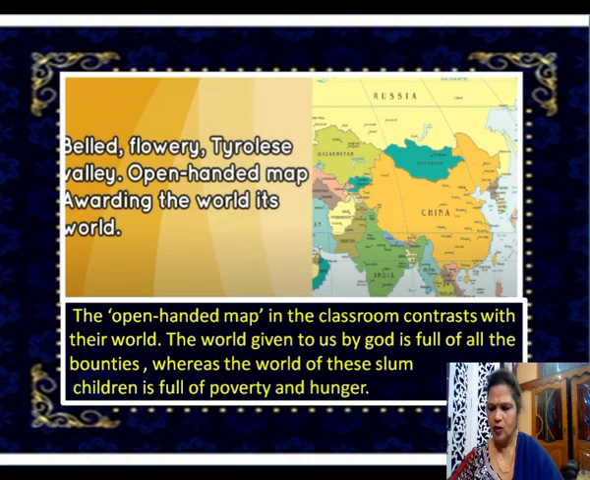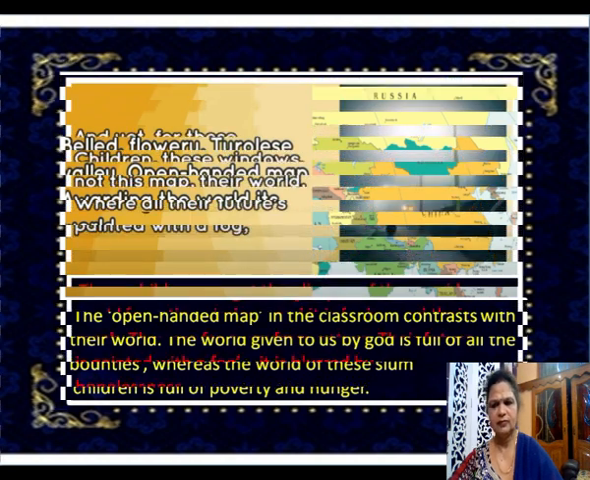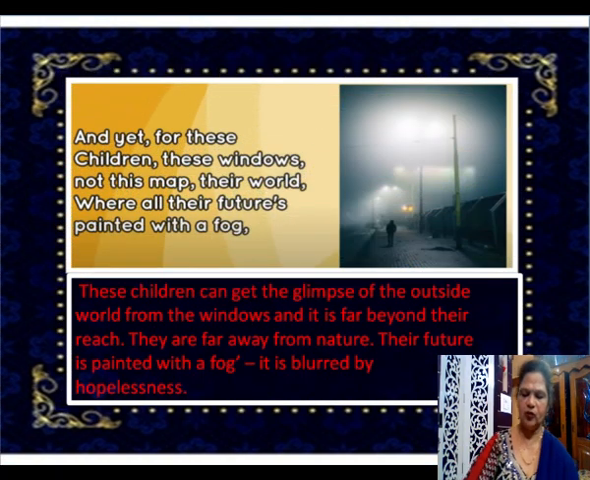Now, next line. Open-headed map awarding the world its world. The open-headed map means this map in the classroom. This is also hung there on one of the class walls. So this map is a contrast with the world they are living in. The world given to us by God is full of all the bounties, whereas the world of these slum children is full of poverty and hunger. Let us come to the next lines now.